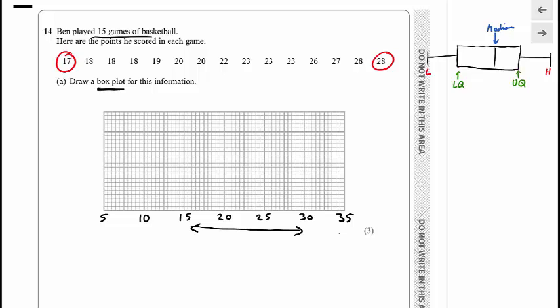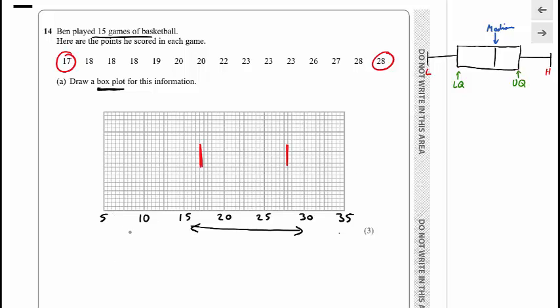Because if I plot my lowest and highest values on at the moment, 17 to my reckoning should be there, and 28 to my reckoning should be there. So that's the range of my box plot. But look at all this space which I'm not using. Technically, the examiners can't mark you down for it, but it's just nicer. It's good practice to really spread your data out. So actually, I could make that twice as far if I wanted to.